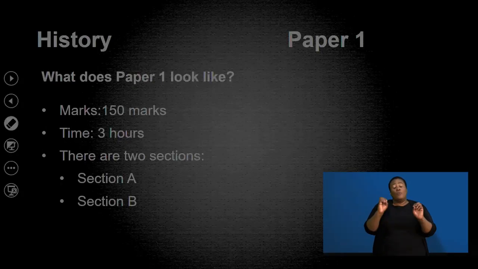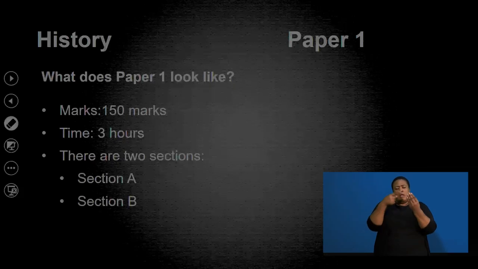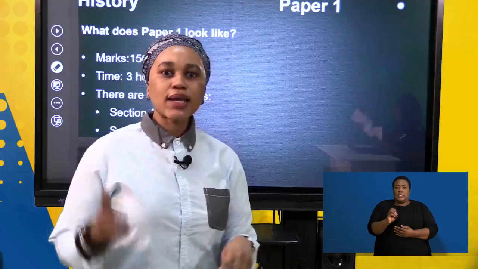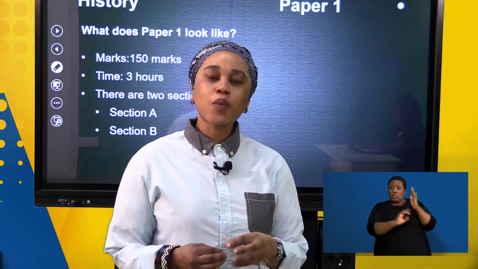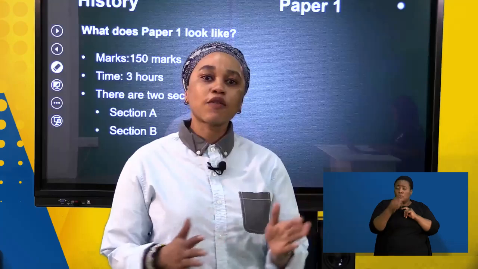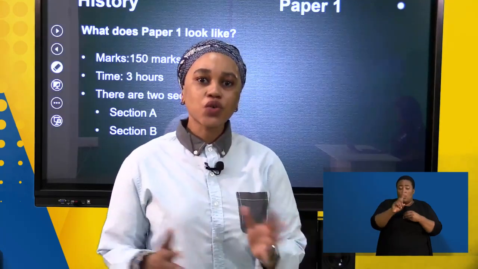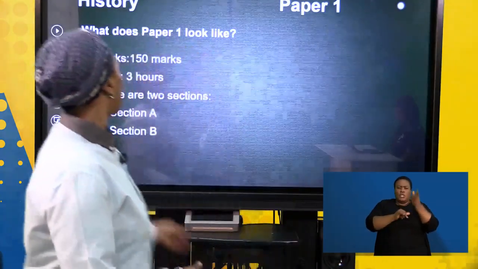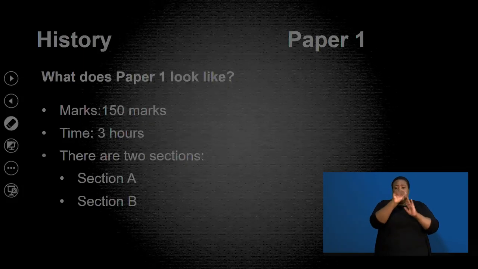So, first of all, your paper is out of 150 marks and it's 3 hours long. Now, that is very, very important. Later on, I'm going to show you the different sections that are contained in this paper. So it's very important for you to see how you can divide the 3 hours that you have. And remember, on top of that, you have the reading time as well. So it's very important to use all that time wisely. It's 150 marks for 3 hours. And as you can see, there are 2 sections: section A and section B.